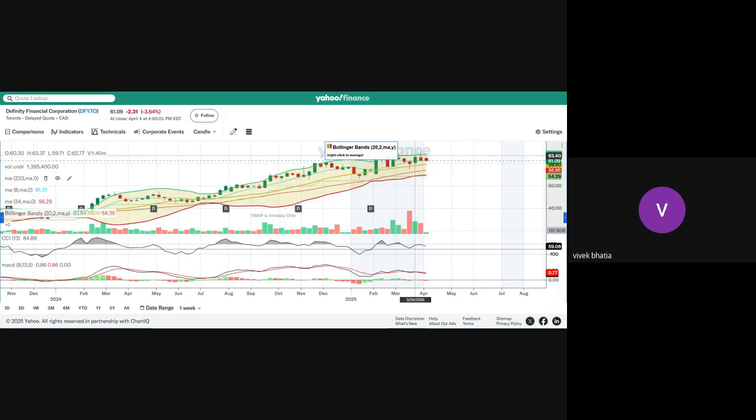Aditya, I can't see the candles because of the Bollinger Band. Yeah, anywhere around above here. So anything around 63, 64 or higher, look to exit. Okay. All right.